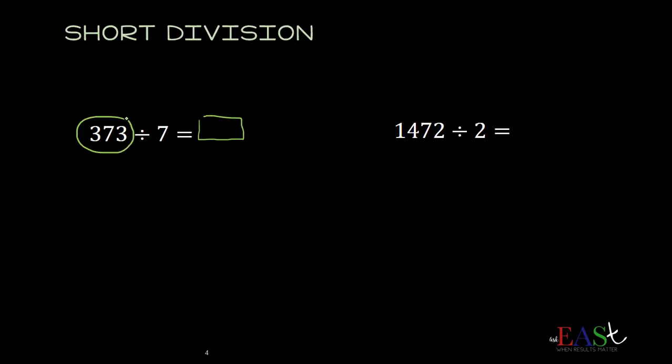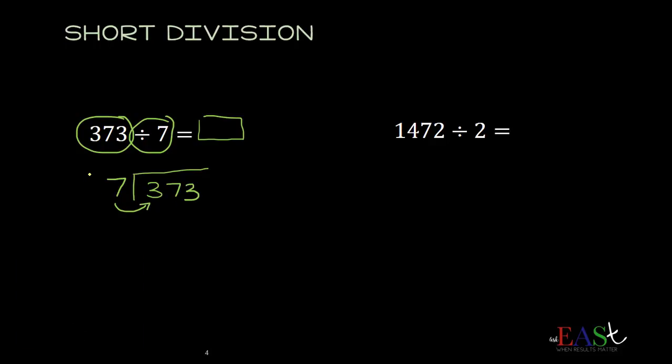This is the dividend, which means this is my starting point. The dividend goes inside the house. So I'm going to put 373 right there. Now my divisor breaks it up into 7 equal pieces. So it's going to want to see how many times it fits inside the dividend.